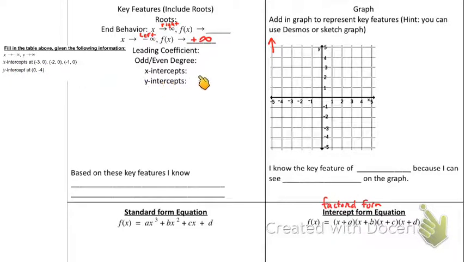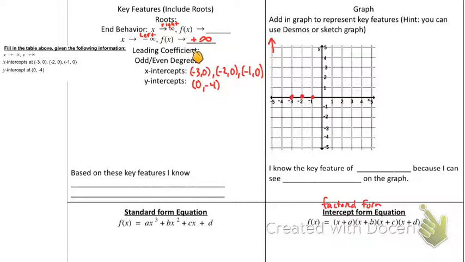X-intercepts, those are given to us. Bam, right here, I'm just going to list them. -3, 0. The other one is -2, 0. And -1, 0. So go ahead, let's graph those so we can start filling in this graph. So -3, 0. -2, 0. And -1, 0. Okay, we also have a y-intercept of -4. So that was done for us.